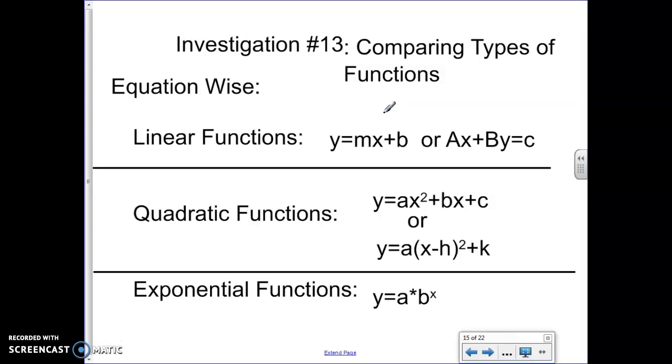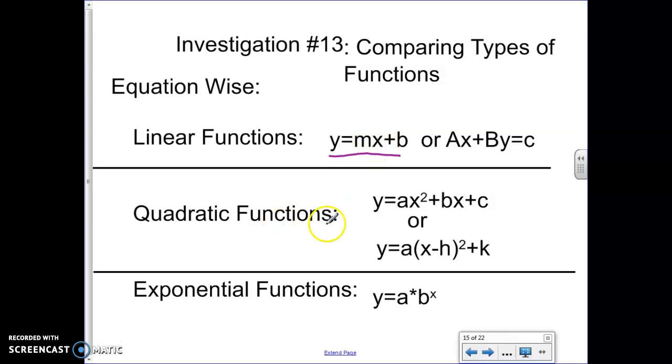When we look at something that's linear, it's going to have like y equals mx plus b, or slope-intercept form is what most people call it. And then you have standard form, which is like ax plus by equals c. If you ever see anything like this without an exponent in regards to x, then you know that that's going to probably be a linear function.